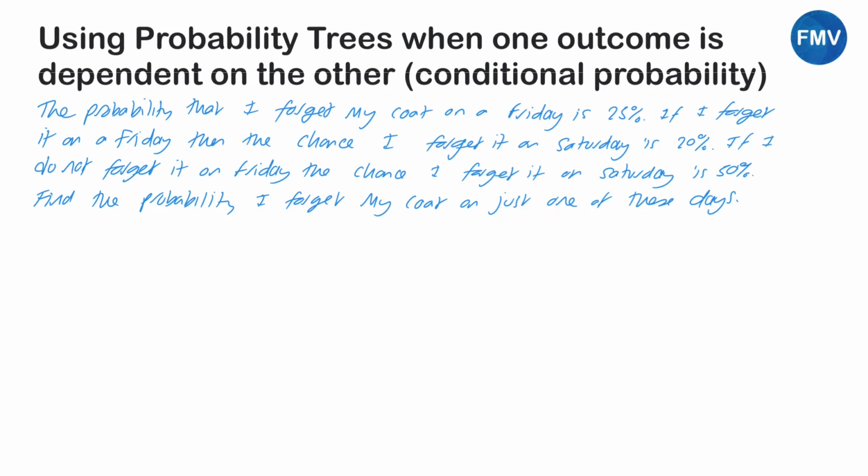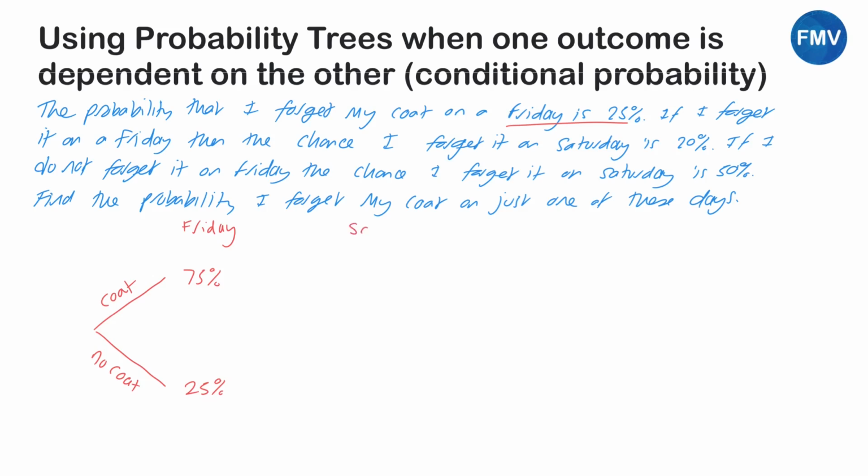So let's start with two branches. So I either remember my coat or I forget my coat, so I have no coat. Looking at this question, the chance I forget my coat on a Friday, so I'm going without my coat, is 25%. And the chance that I don't forget my coat is 75%. And that's because those two probabilities need to add up to 100%, which is 1. So we've done Friday.